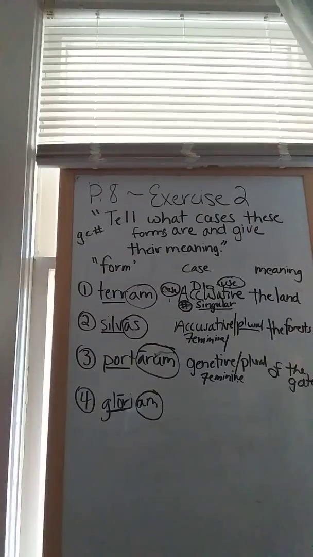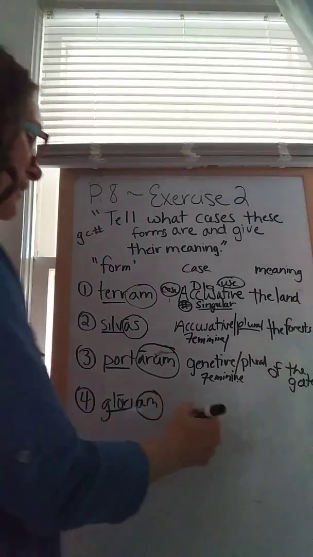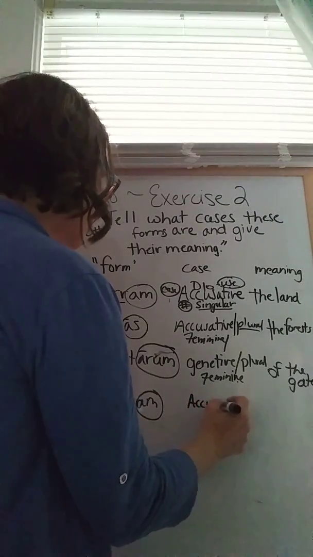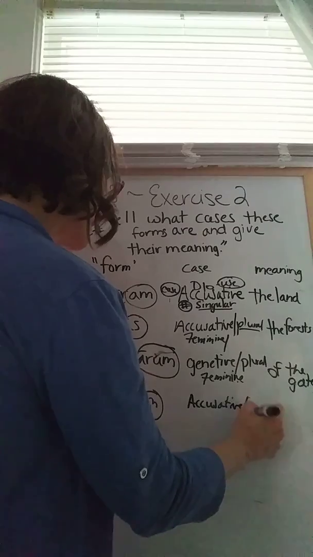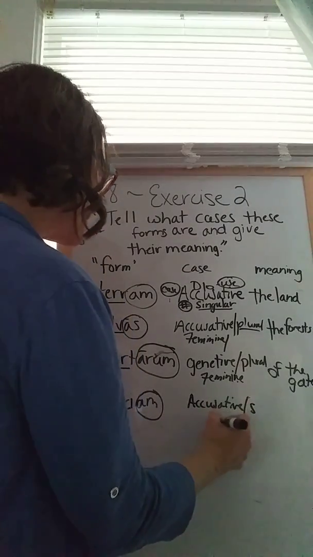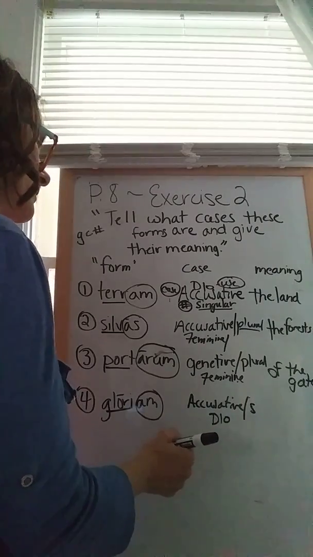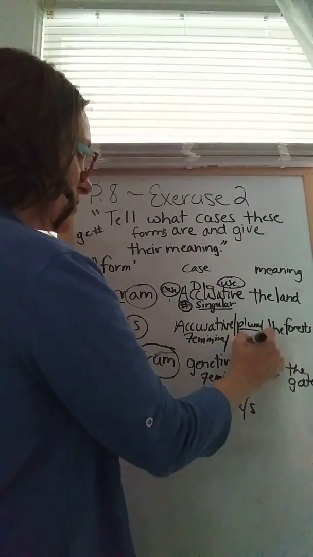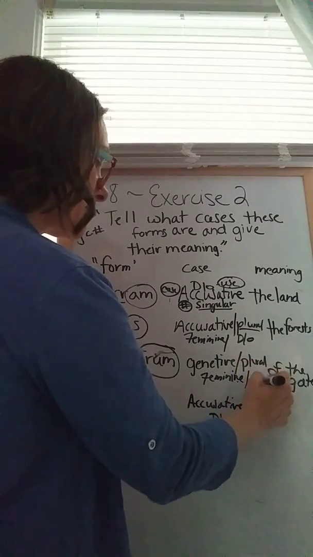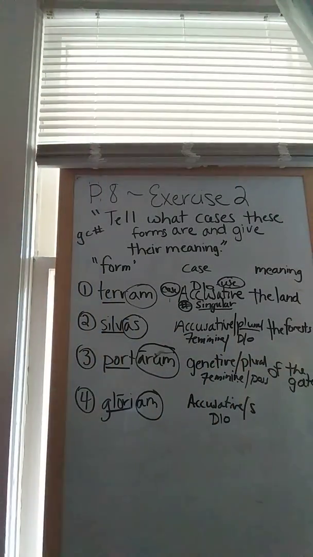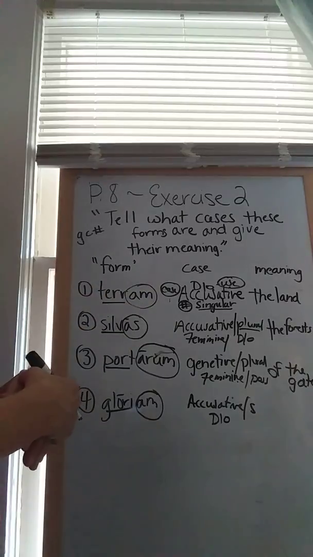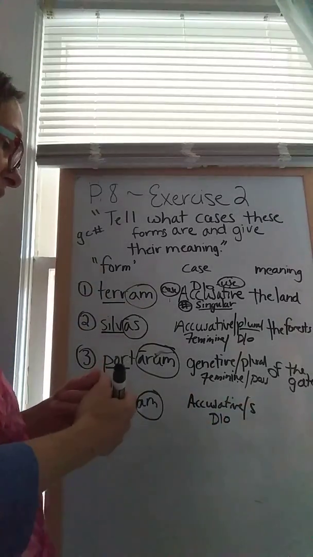The next word is gloriam. And so we know, because we've already told what case the form teram is, that this is accusative. So we know that it's accusative. We know that it's singular. And we know that it is a direct object if we were to ask ourselves that question. We know that accusative is direct object. Genitive is possessive. Going back looking at these, we're going to add the use of each word along with what we've already talked about. So accusative, singular, direct object.